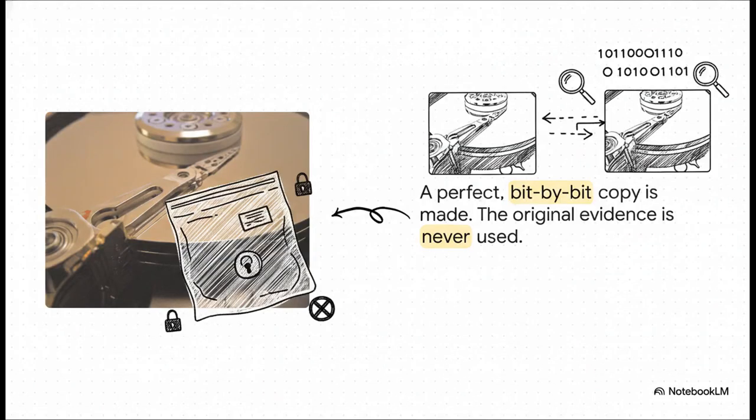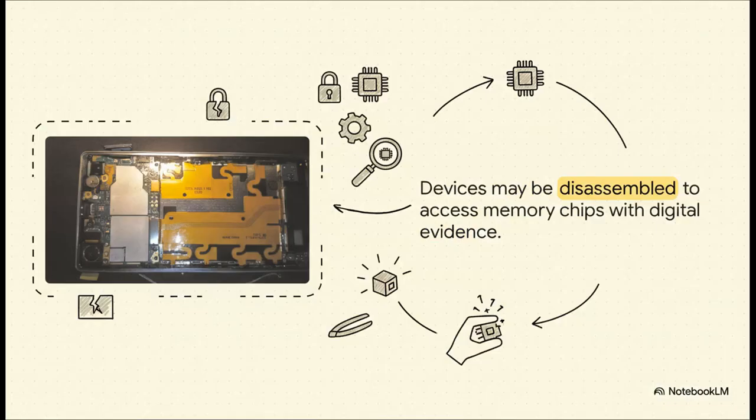Now, here's maybe the most important rule in all of digital forensics. Investigators never work on the original evidence, ever. The very first thing they do is create a perfect bit-for-bit copy. It's called a forensic image. It's an exact clone. The original drive then gets sealed up in an evidence bag, and all the analysis is done on that copy. And sometimes, getting that perfect copy is a real challenge.